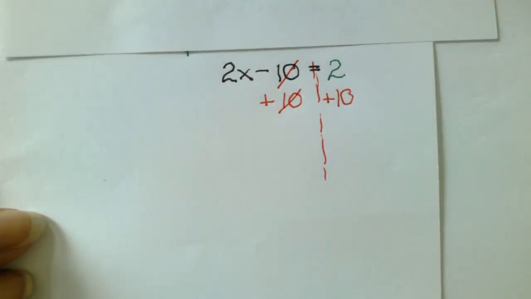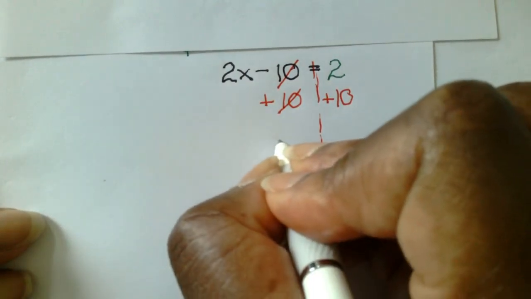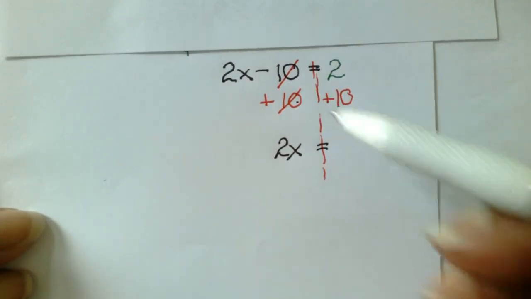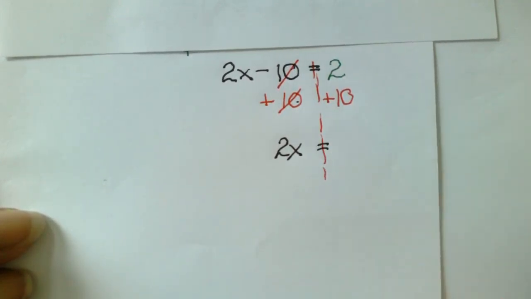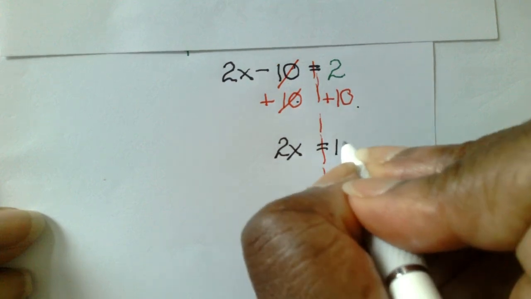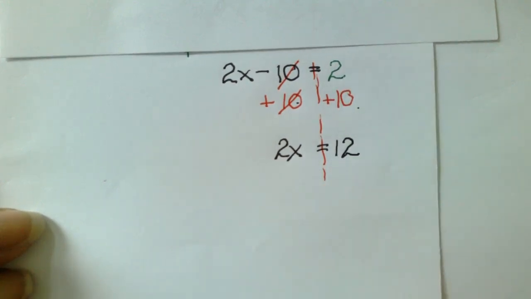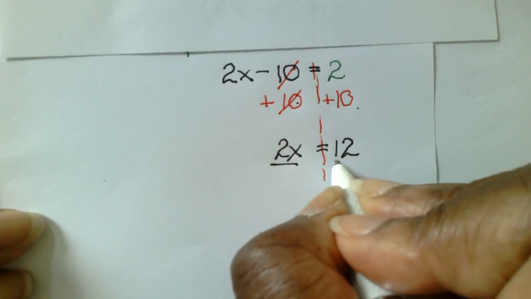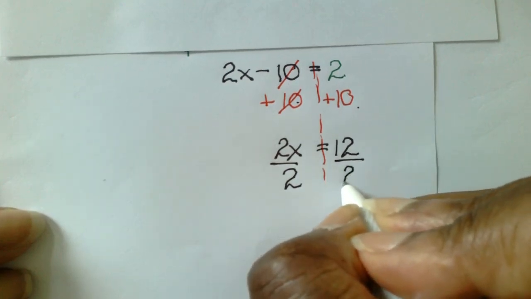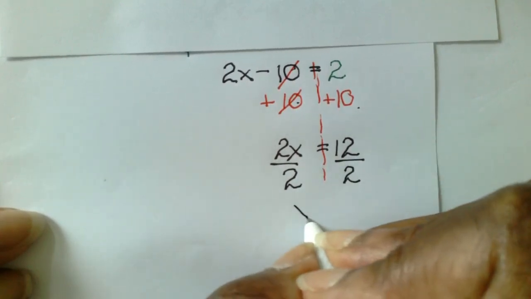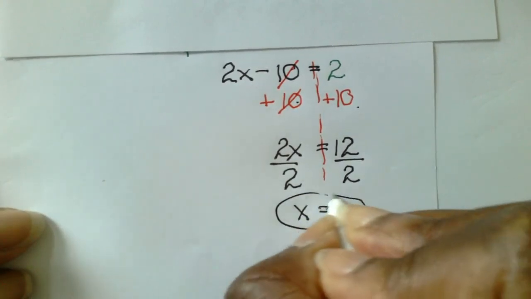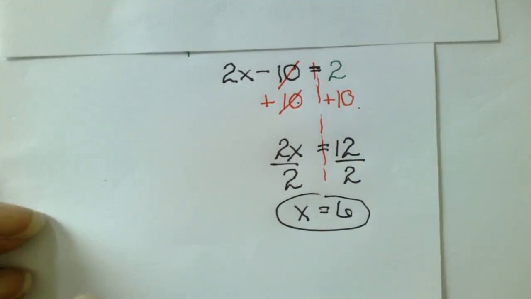So we're going to bring down our 2x, because negative 10 and positive 10 gives me 0, but I don't need that 0. Then we have 2 plus 10. That gives us 12. And yes, divide both sides by 2, because 2x is multiplication, and the inverse of multiplication is division, which does give you your answer of 6. Okay?